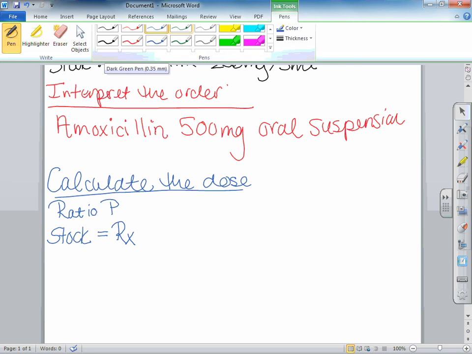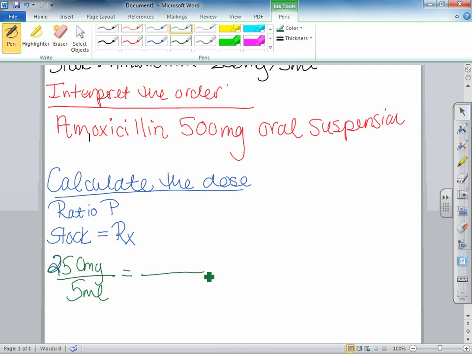So the stock medication, it says the stock medication comes how? 250 milligrams per 5 milliliters. The prescription order is asking for what? 500 milligrams. Well, that goes on the right hand side, but remember the units on the right hand side have got to match the units on the left hand side. So if milligrams is at the top on the left hand side, that means milligrams has got to be on the top on the right hand side, because of course we have an equal sign there, and you're going to put an X.